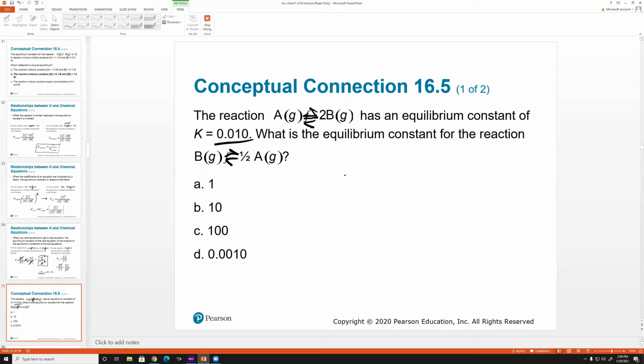So that's exactly what we're going to do. Instead of dividing it by 2, we take it to the 1/2. So 0.010 to the 1/2, and then we flip it. So that means it's 1 over that. You get 1 over 0.1, which is equal to 10.